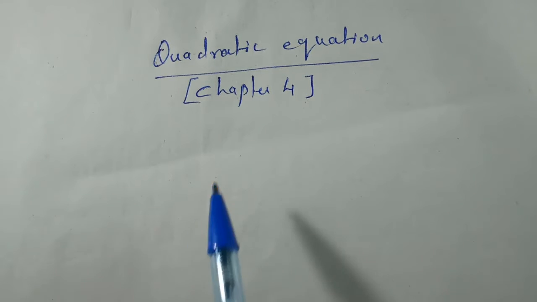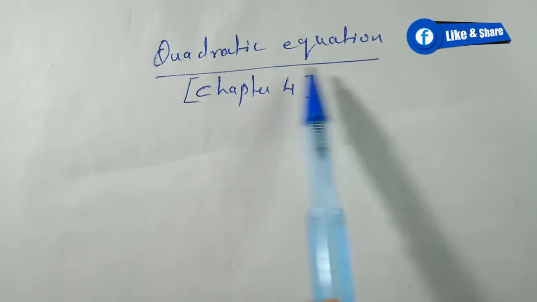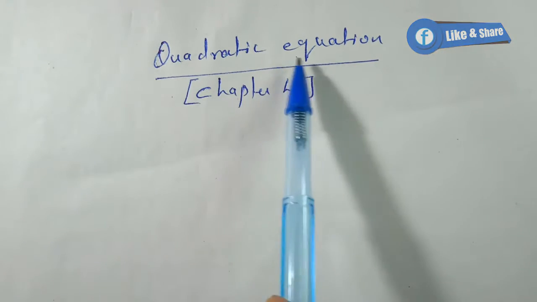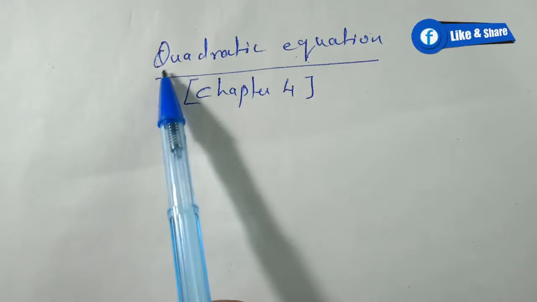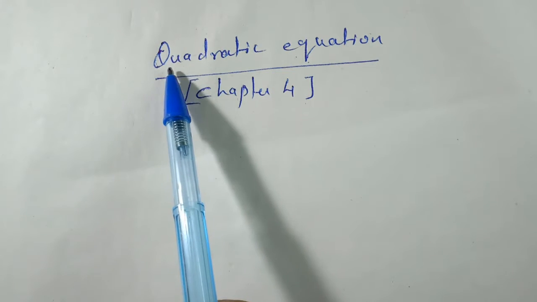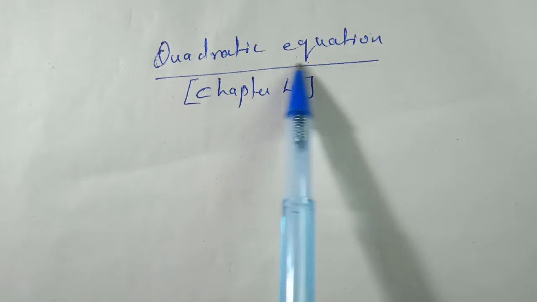Yes, student, today we're going to start chapter number 4, quadratic equation. The name of the chapter is quadratic equation. Quadratic means such an algebraic equation in which the degree is 2, and equation means equal sign is there.